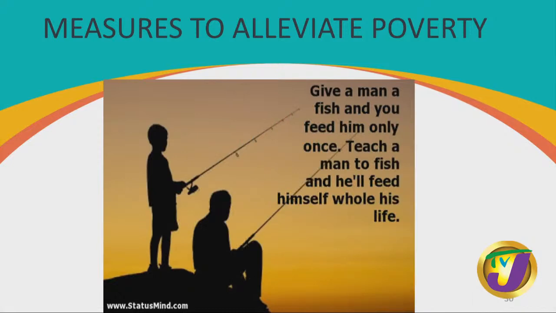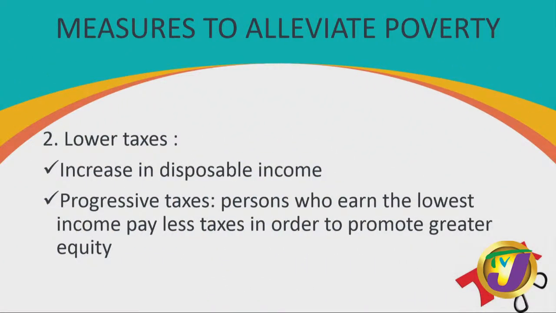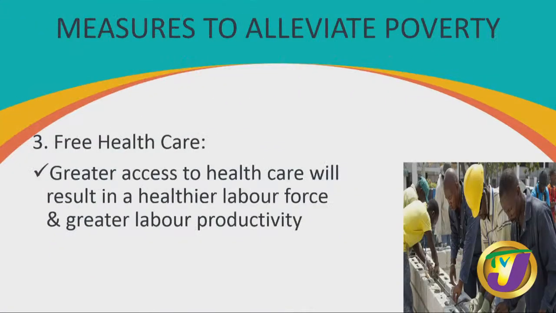We also said that the lowering of taxes like income tax, if they lower income tax, then you will have more disposable income. And as I said to you before, disposable income is that income that is left after all statutory deductions are taken out and what is left for you to spend on goods and services. And if we have a progressive tax system, then persons who earn less will pay less taxes and be able to afford more goods and services.